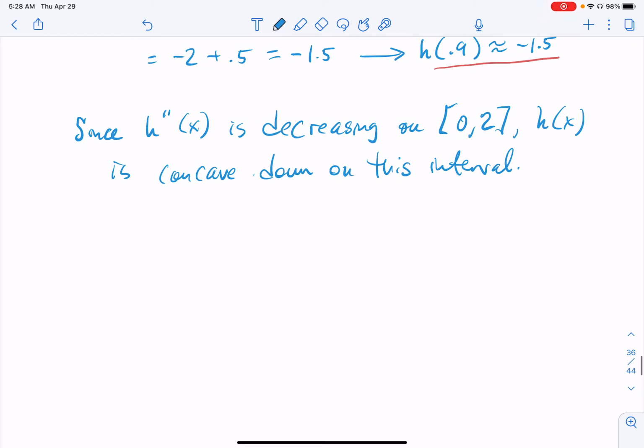And let me just sketch a little picture here. So we've got concave down, and then we have our tangent line, and we can see that our tangent line is going to be up above, and we're going to be over approximating the value of our function.